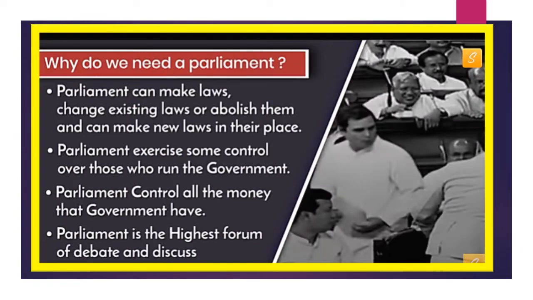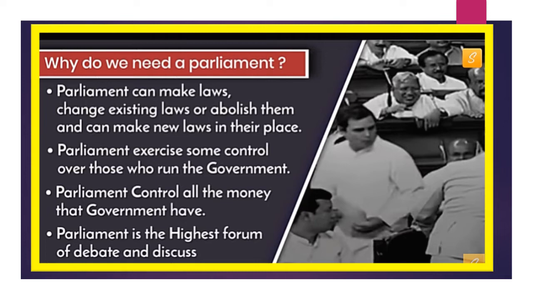Now, why do we need a parliament? As I told you, parliament is the final authority for making laws in the country. This task of law making or legislation is so crucial that these assemblies are called legislatures. And parliaments all over the world can make new laws, change existing laws, or abolish existing laws and make new ones in their place.